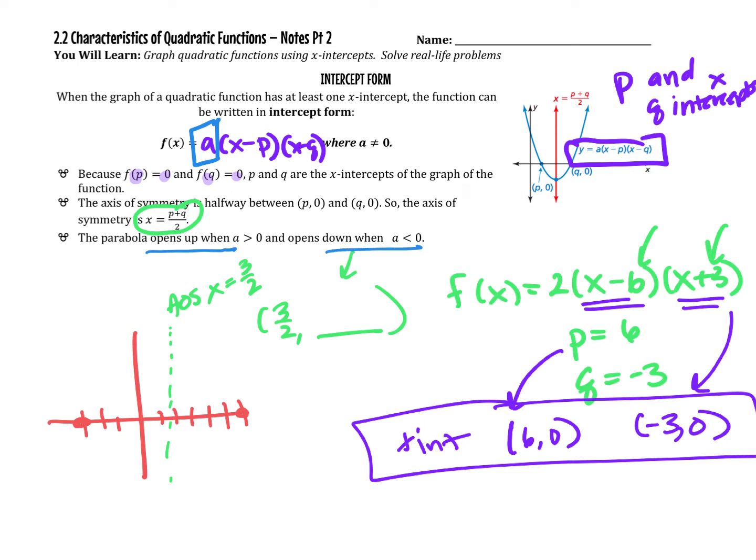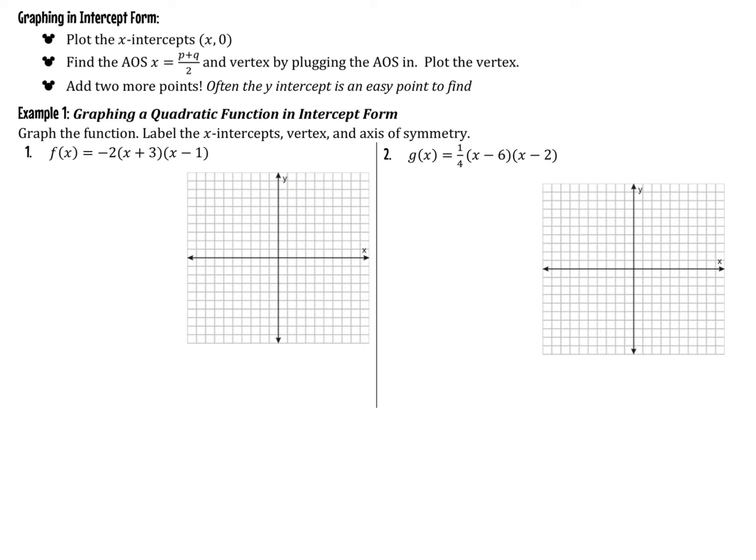and it's still telling us about our vertical stretches or shrinks. So let's take this idea of intercept form and apply it to graphing and see how we can graph functions that are in this form. Okay, so if we have a function that's in intercept form, the very first thing we want to do is identify what those intercepts are and plot them. So we get to start right away, potentially with 2 intercepts that we get to plot.